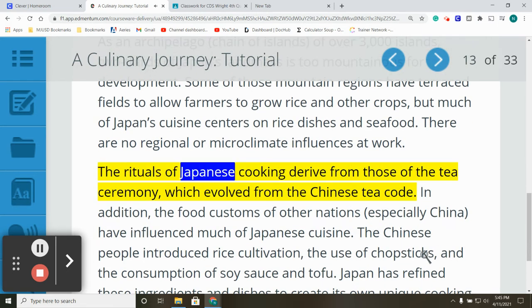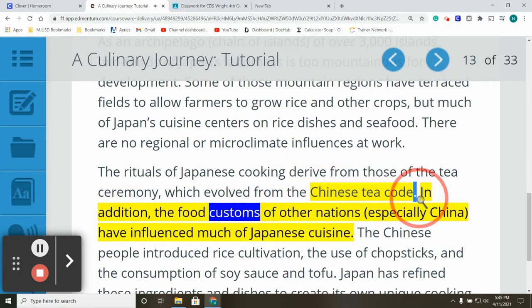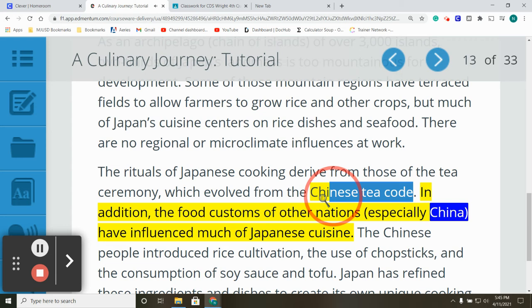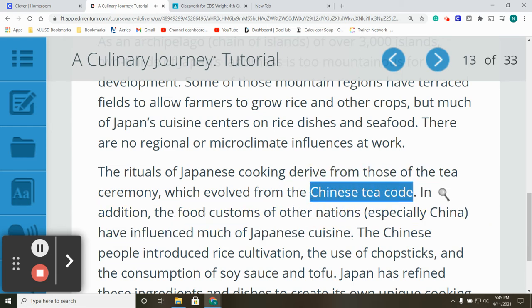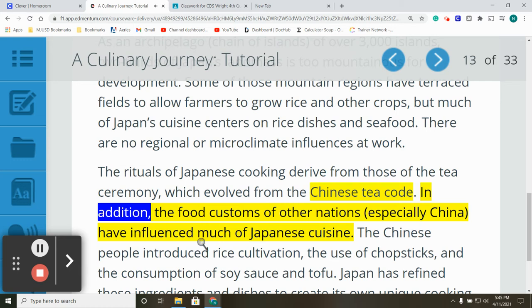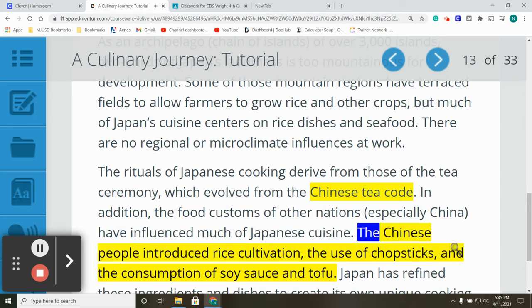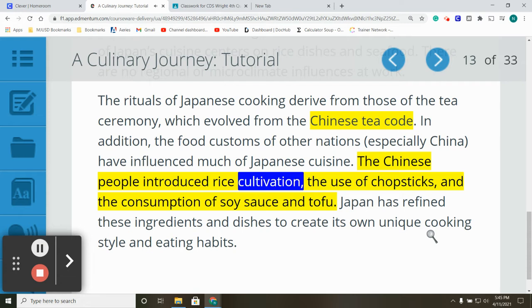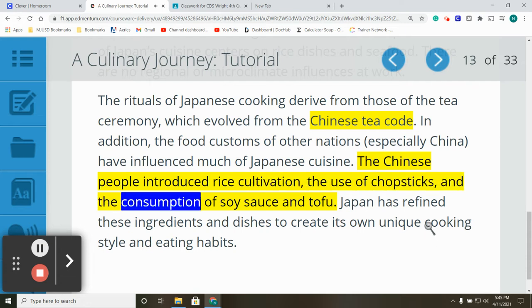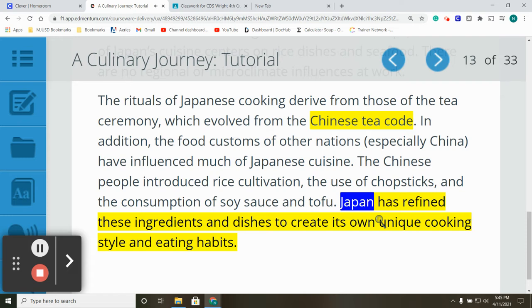The rituals of Japanese cooking derive from those of the tea ceremony, which evolved from the Chinese tea code. In addition, the food customs of other nations, especially China, have influenced much of Japanese cuisine. The Chinese people introduced rice cultivation, the use of chopsticks, and the consumption of soy sauce and tofu. Japan has refined these ingredients and dishes to create its own unique cooking style and eating habits.